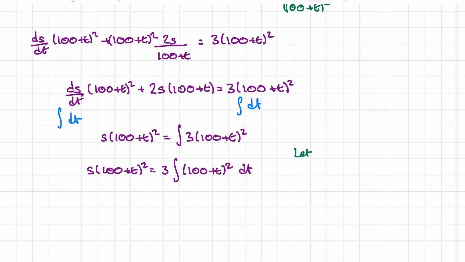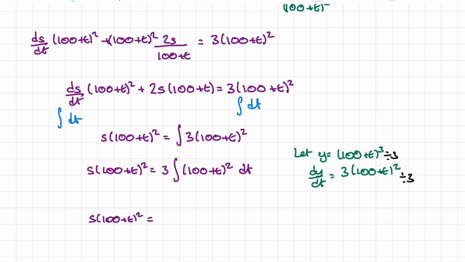So if we let y equal (100 + t)³, we'll find dy by dt, which will give us 3 lots of (100 + t)². So we need this to look like our integral, which means we need to scale this by dividing by 3. So we divide the y by 3 as well. And by dividing both sides by 3, you can see that this multiplication will go. So we'll get s lots of (100 + t)² will equal (100 + t)³ plus the constant term.